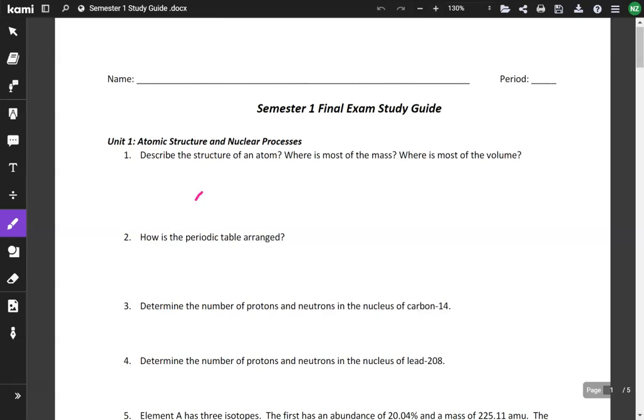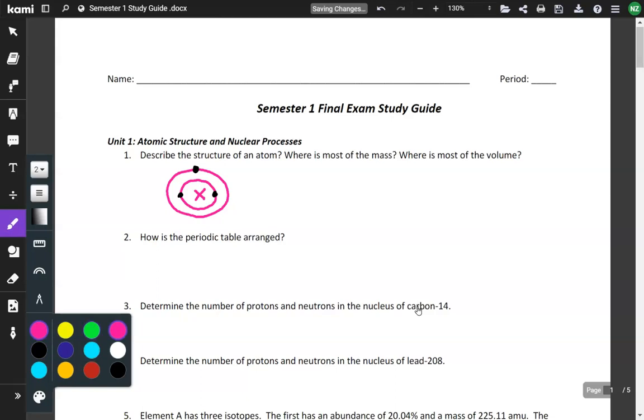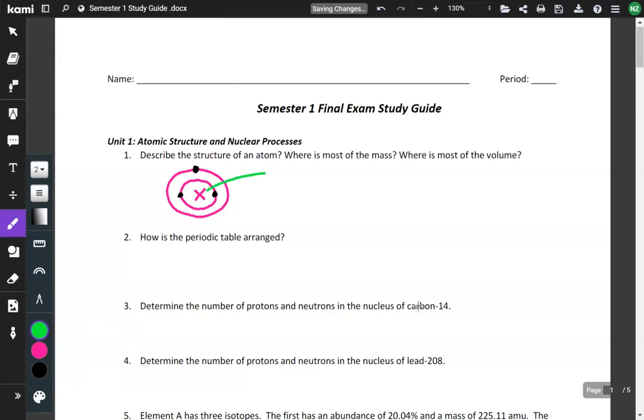So with an atom, you have the nucleus and you have the electron cloud or the orbitals. Let me just draw a little atom here. Okay, now let's do this. So the nucleus is the middle of the atom. That's where the protons and neutrons exist, and that's where the most mass is. So the protons and the neutrons make up the majority of the mass in an atom.